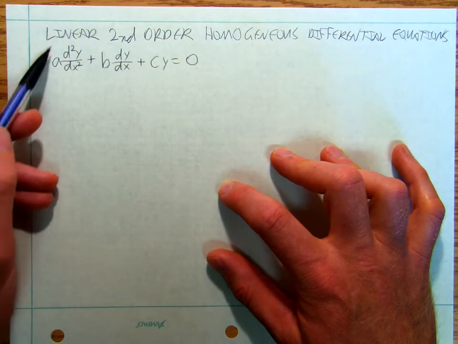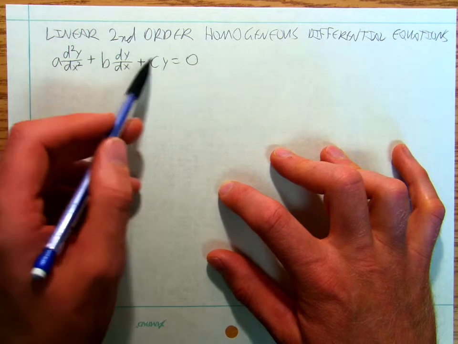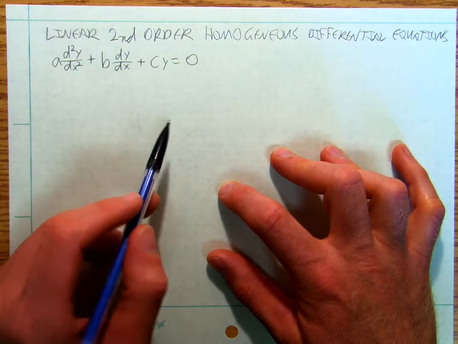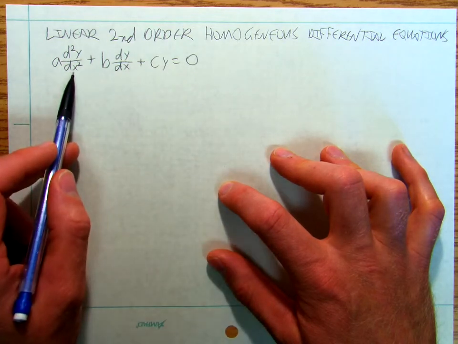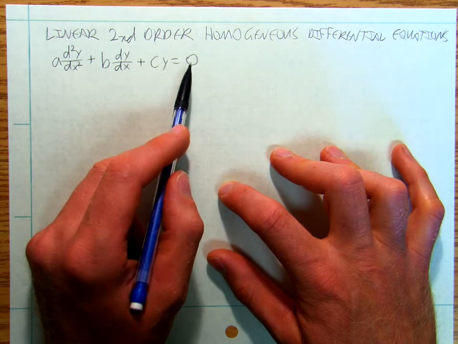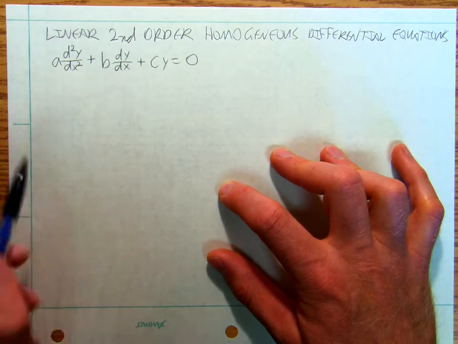And they're linear because each term is just raised to the first power. There's no squareds or square roots in there. They're second order because they contain second derivatives. They're homogeneous because they're equal to 0. And they're differential equations because they contain derivatives.